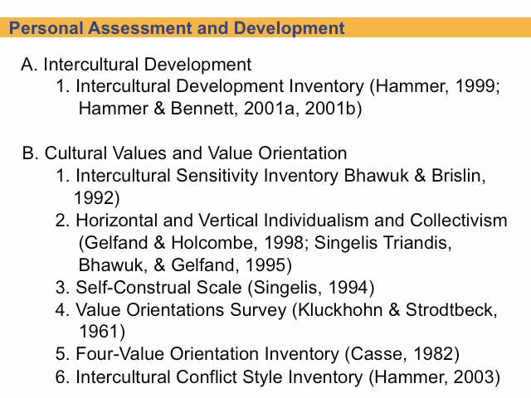And we look on the individual side, personal assessment and development. For intercultural development, there's a good inventory here by Hammer and Bennett from 2001. On cultural values and value orientation, there's several of them: Intercultural Sensitivity Inventory, horizontal and vertical individualism and collectivism, self-construal scale, the Value Orientations Survey, the Four Value Orientation Inventory, and Intercultural Conflict Inventory. Those are some really good ones for cultural values and values orientation if you're doing training in those areas.